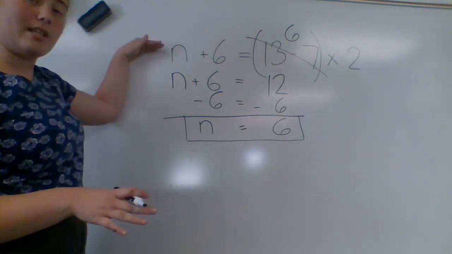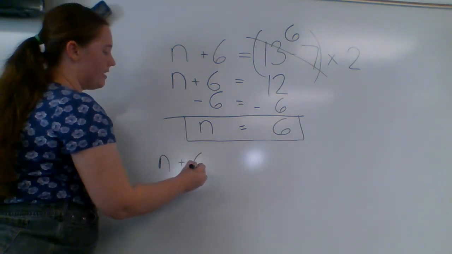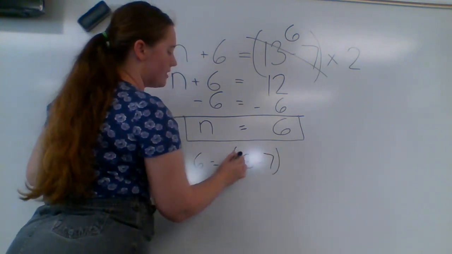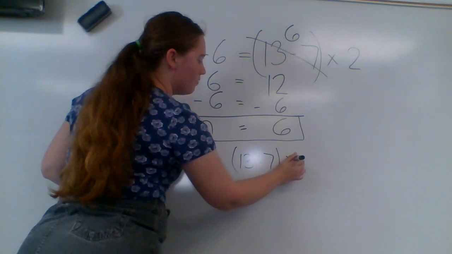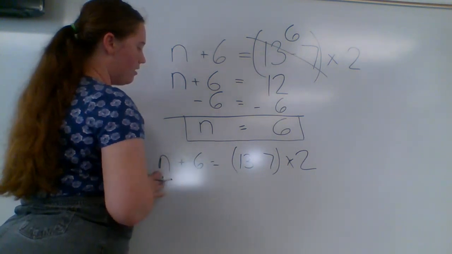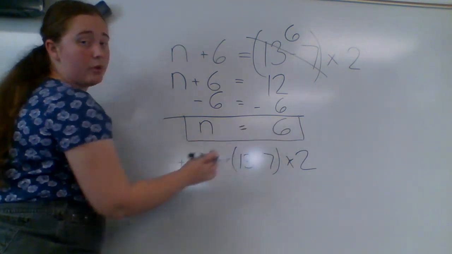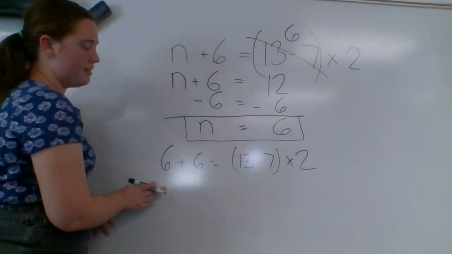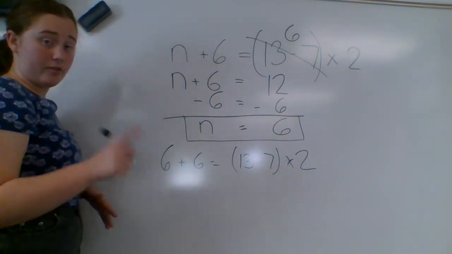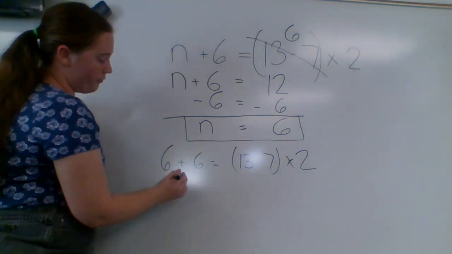We're just going to take whatever was up here and copy it straight down here. Just check. N plus 6 equals 13 minus 7 in the parentheses times 2. We said earlier, n was equal to 6. So we're going to erase that n and put 6 there, since n is equal to 6. So now it's 6 plus 6. Well, we know 6 plus 6 is, no, not 36. That's 6 times 6. 6 plus 6 is 12, right?